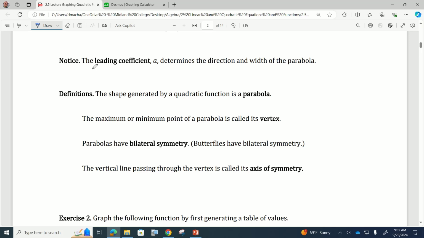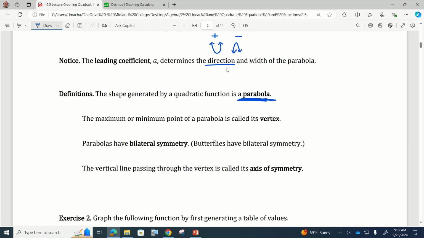But again, notice the leading coefficient determines the direction, whether you're up or down. And it determines the width, whether this is a wide parabola or a skinny parabola. That's what I mean by direction. So positive is up, negative is down. The shape generated by any quadratic function is called a parabola. So every shape we just saw, no matter what the coefficients are, we call that a parabola.